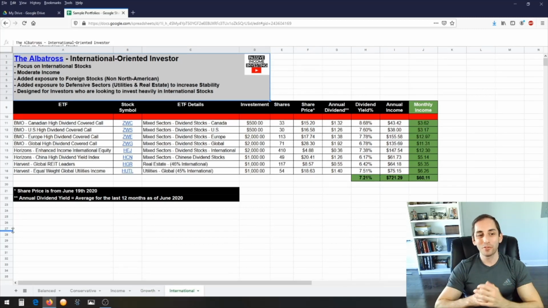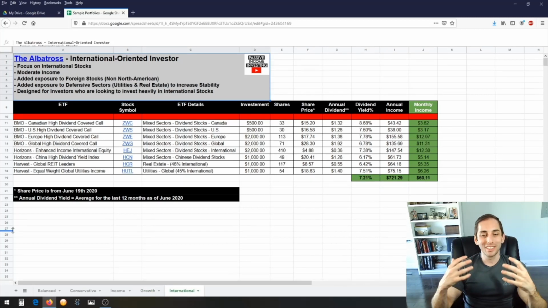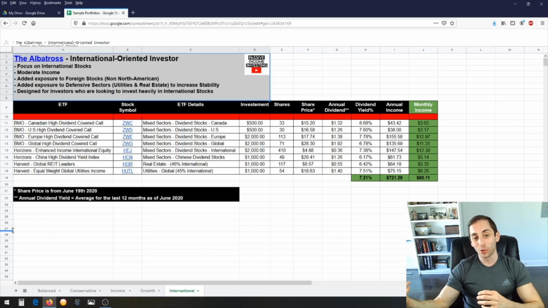So the 5th and final profile I want to cover is called the Albatross, or the international oriented investor. So like the name says, it's pretty obvious. It focuses on international stocks. It has moderate income. So you have added exposure here to foreign stocks, so non-North American, and you also have some added exposure to defensive sectors like utilities and real estate. This increases stability. So this is really designed for investors who are looking to invest heavily in international stocks.